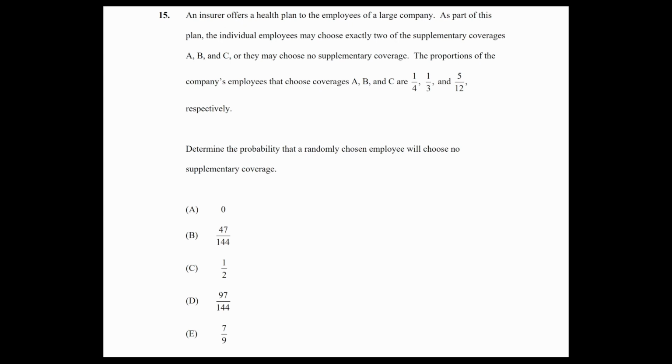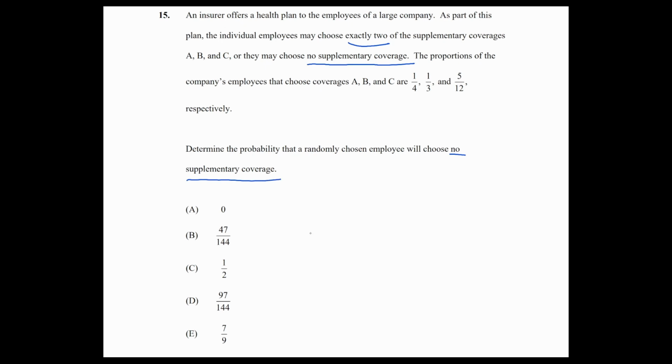An insurer offers a health plan to the employees of a large company. As part of this plan, the individual employees may choose exactly two of the supplementary coverages A, B, and C, or they may choose no supplementary coverages. The proportions of the company's employees that choose coverages A, B, and C are 1/4, 1/3, and 5/12, respectively. Determine the probability that a randomly chosen employee will choose no supplementary coverages.